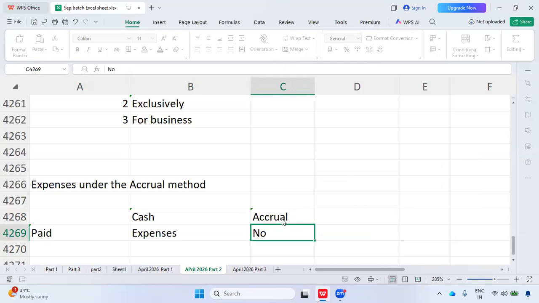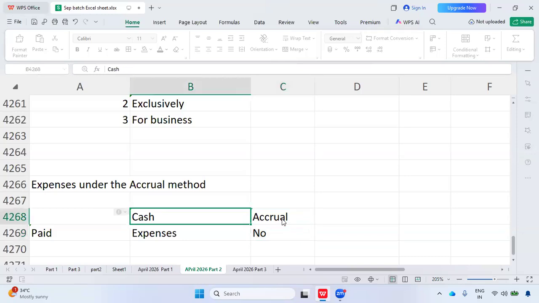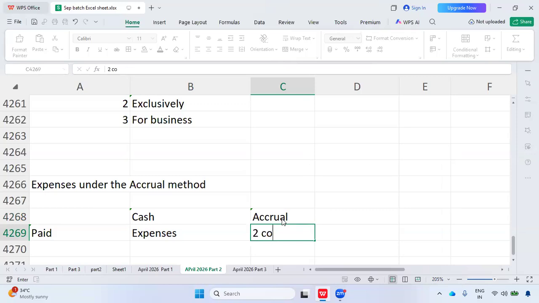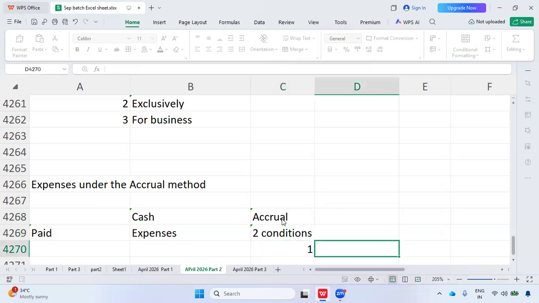In the accrual method, the taxpayer may either deduct or capitalize expenses, but he needs to see two important conditions to claim as an expense under the accrual method. In cash method, there is only the condition of whether they have actually paid or not. In the accrual, we need to see two conditions. If both conditions are met, then we can claim as an expense under accrual method. So the first condition here is the all events test.